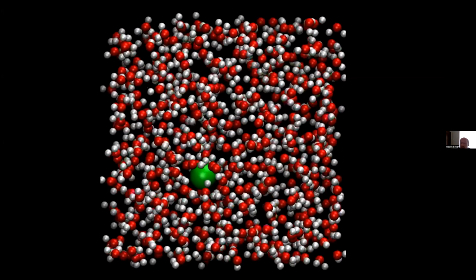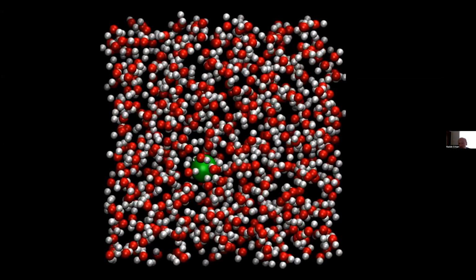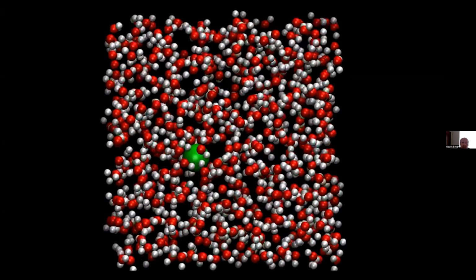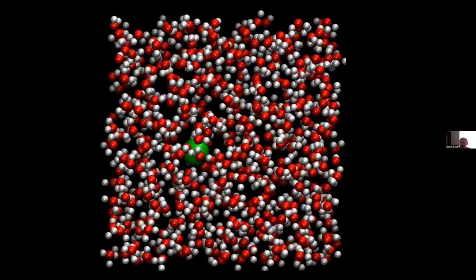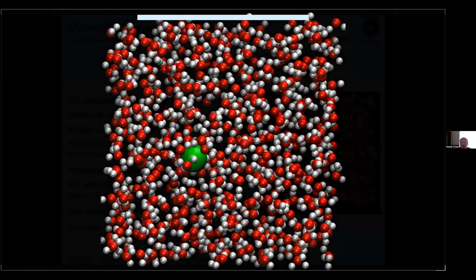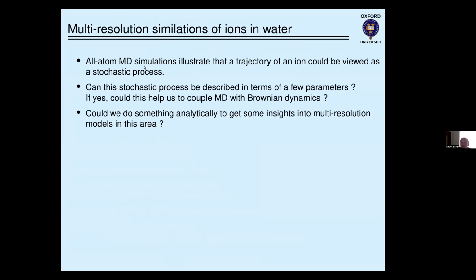So if I understood what that stochastic process is, then I can effectively remove these water molecules and use one of these stochastic reaction diffusion models. What my illustrated simulation shows is that all atom MD simulations illustrate the trajectory of the ion could be viewed as a stochastic process. The question is whether the stochastic process can be described in terms of few parameters, and that this could help us to couple molecular dynamics with Brownian dynamics.